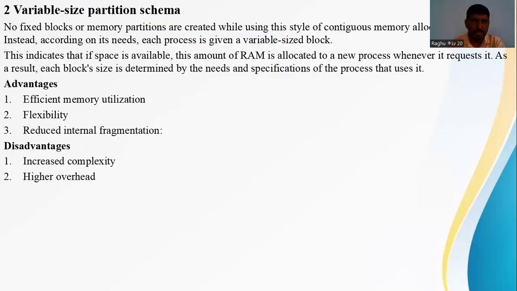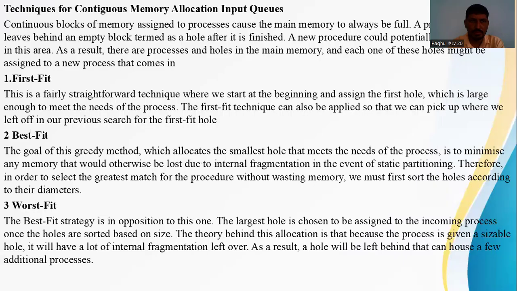Then the variable size partition scheme. There are no fixed blocks, meaning we do not allocate 1 KB for every process. But in the variable scheme, if we need some more memory, we can use it and complete the task. So these are the two schemes we have to perform.